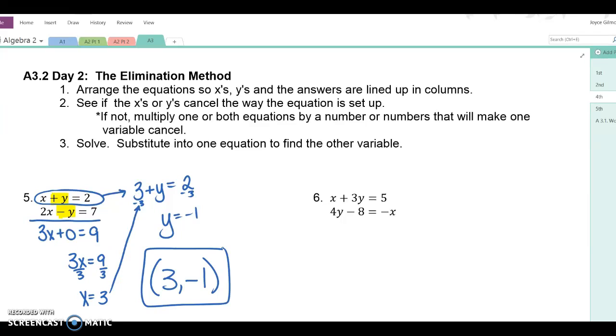On number 6, we aren't actually going to do number 6, but I want you to notice what you would have to do. Is there something wrong with number 6 right now? The things need to line up. Right now, the x's don't line up, the y's don't line up, and the numbers don't line up. So you would have to rearrange the second equation so that it had the x first, and then the y, and then the 8 on the other side.